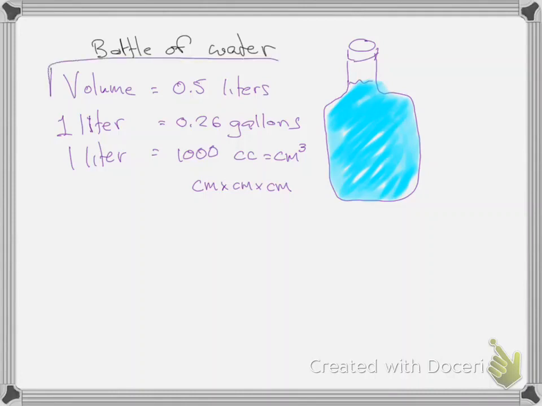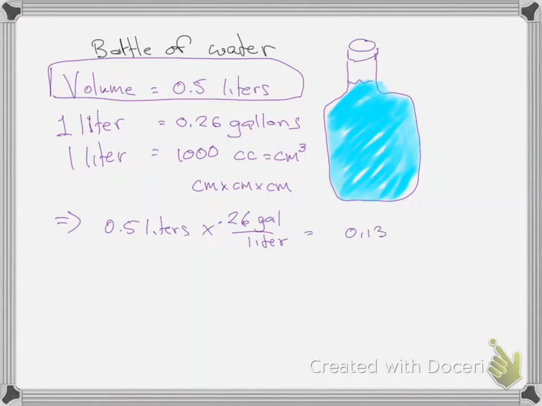So if the volume of the water is half a liter, then since the volume of the water is 0.5 liters, we can say, oh, there are 0.26 gallons in a liter, and so therefore it's 0.13 gallons. Okay, that wasn't MKS.